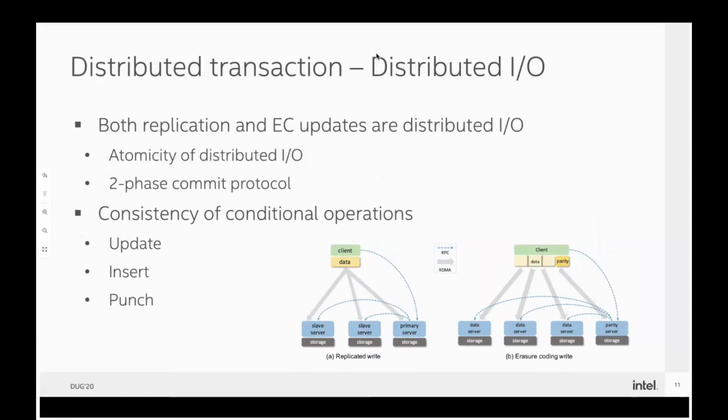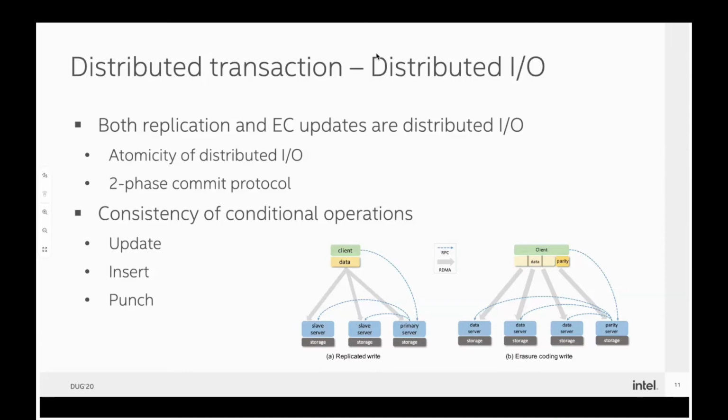After the introduction of data protection and self-healing, we all understand a DAOS IO request can be delivered to multiple object shards stored on different storage nodes, right? So atomicity of these distributed writes should be guaranteed. Otherwise, reads from different servers can be inconsistent and data is unrecoverable on failure.